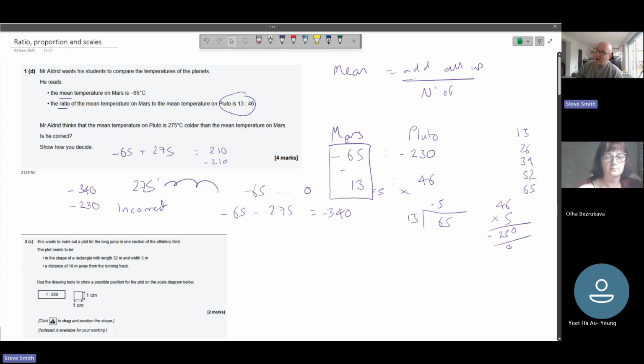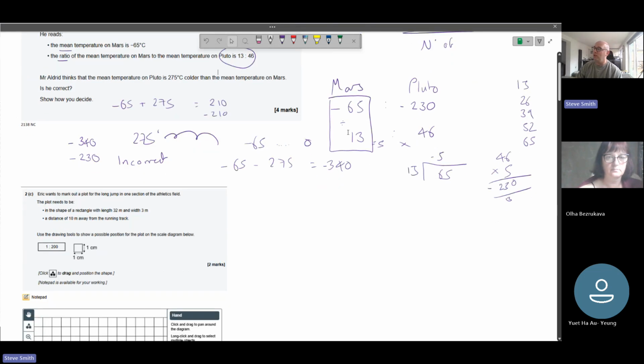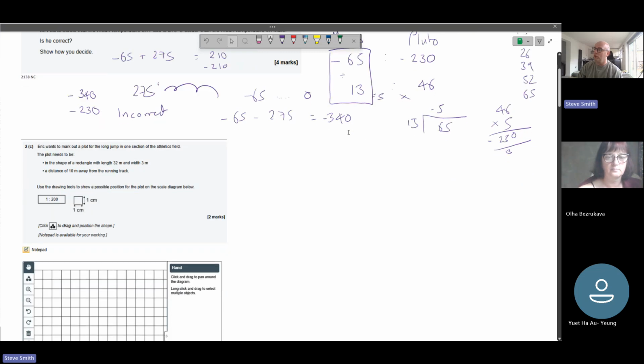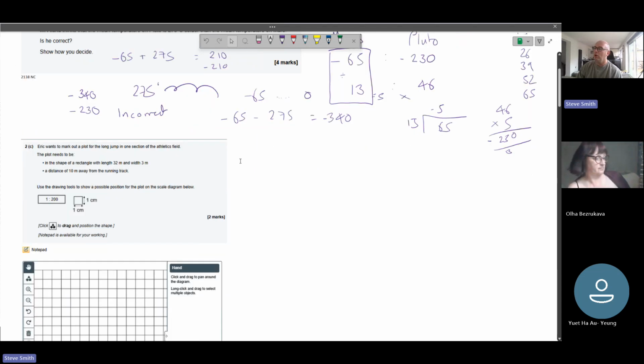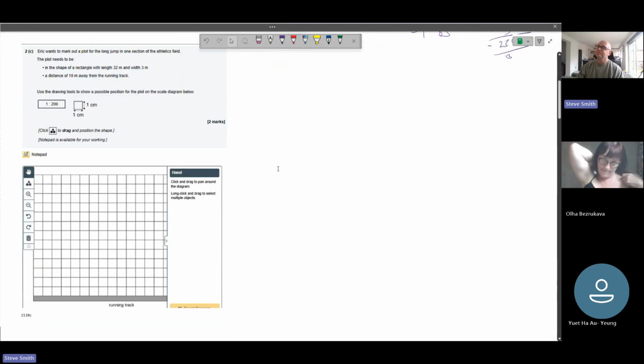So hopefully, I mean, that's 4 marks as well. So that's a big question. A big question where we've only divided by 13. So we've got kind of like the 5 tables going. Then we times by 46. So it's that first bit where I think people have often gone wrong.